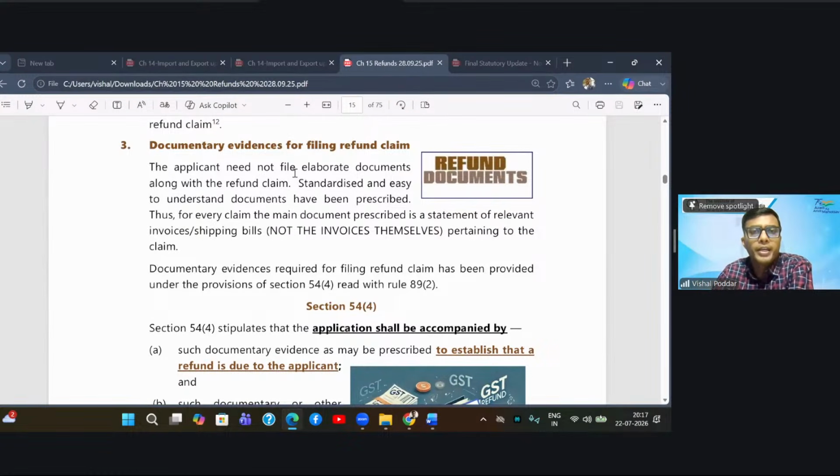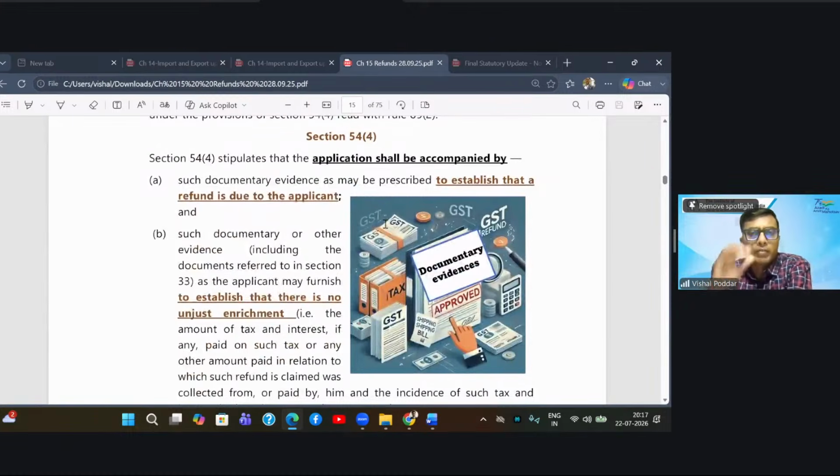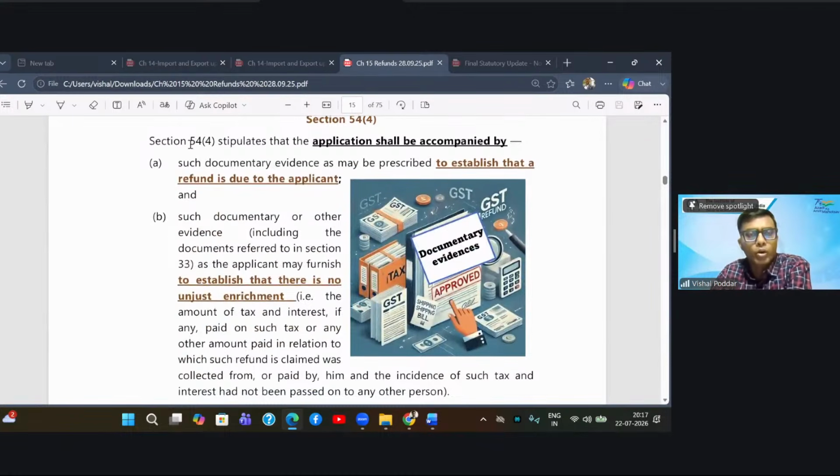Now, the next point is documentary evidence for filing a refund claim. The applicant need not file elaborate documents along with the application. Standardized and easy to understand documents have been prescribed. Now, what are they? That we will see. So what are the documents which you should file along with your refund application? First, evidences which are prescribed so that you can establish that refund is due to you.